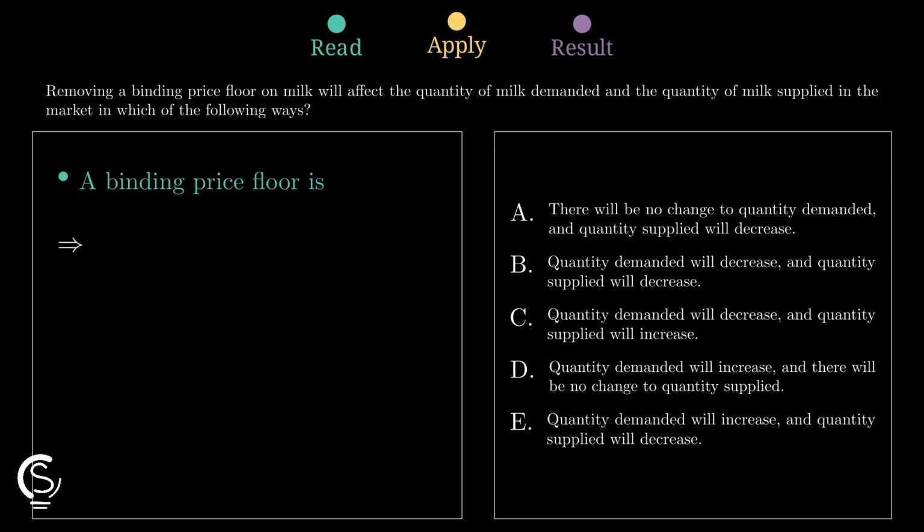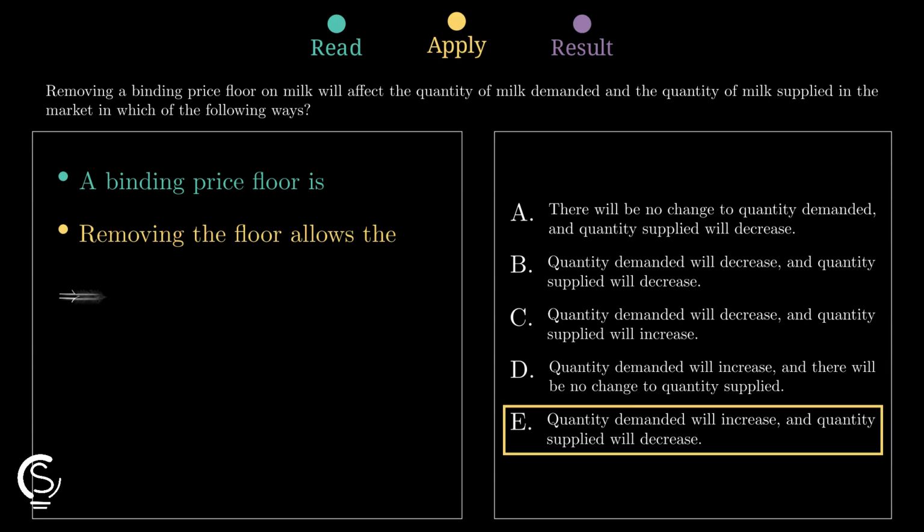At the same time, producers will reduce their output because the lower price is less profitable. Therefore, quantity supplied decreases, making option E the only correct choice for us.